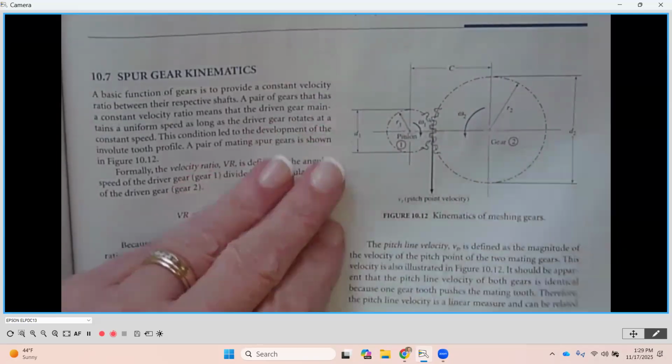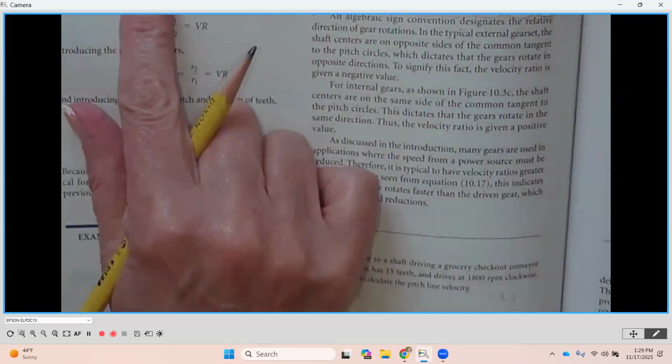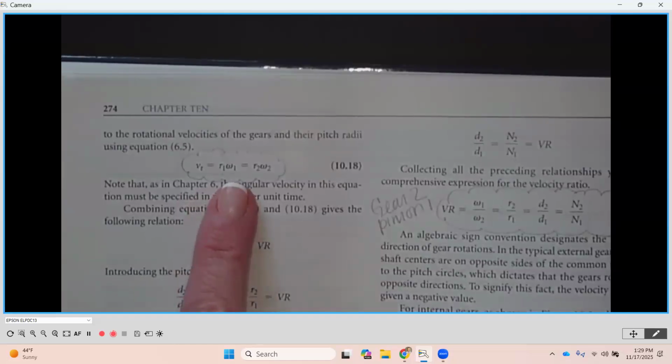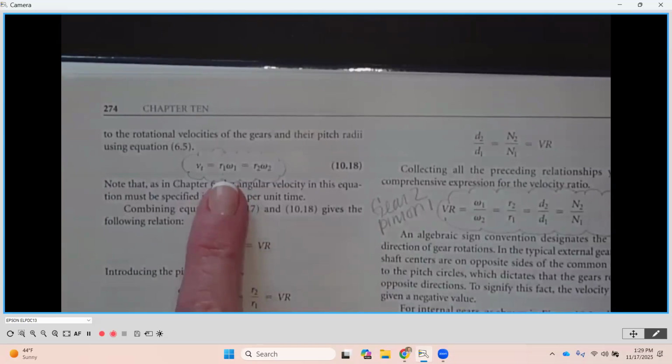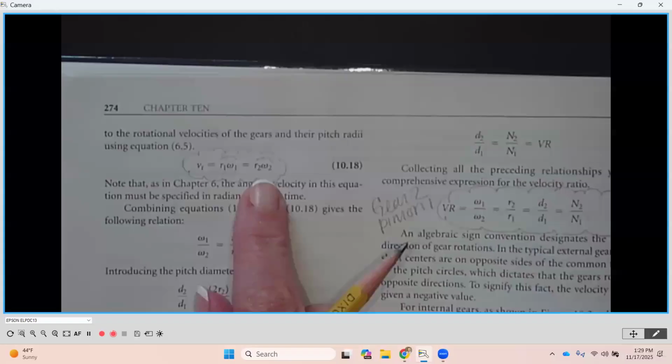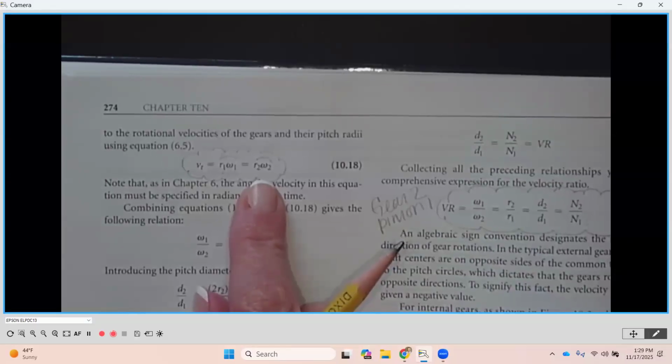So pitch line speed, we turn the page, is going to use the variable lowercase v sub t. So tangential straight line velocity is going to be equal to the radius from the center of rotation times the angular velocity of that gear. So if we're working with, for instance, pinions, we're going to use the radius of the pinion times its rotational speed. If we're working with the gear, we're going to take its radius, which would be larger, times its angular velocity, or its W. Okay, so those have to be meshed.